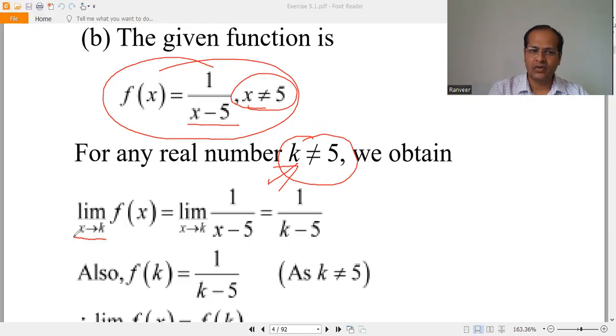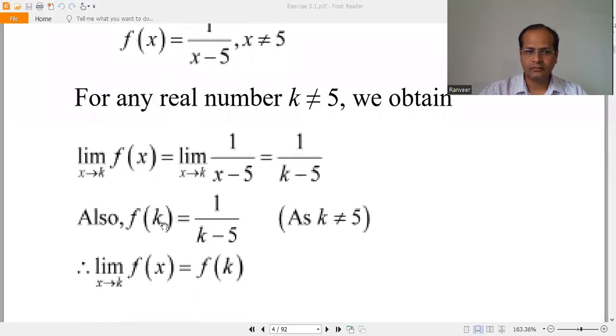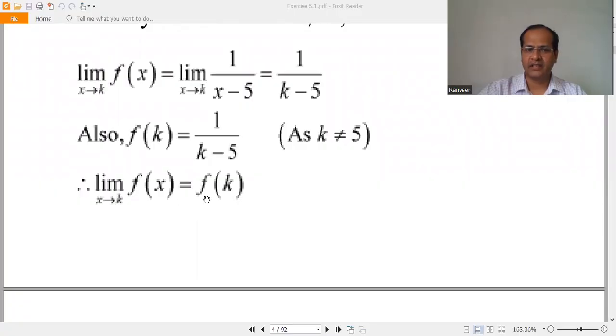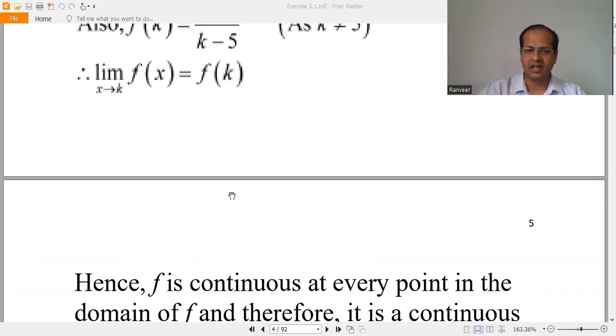So limit x tending to k f(x) equal to limit x tending to k 1 by x minus 5. This is 1 by k minus 5, and f of k, once we find out, this is also 1 by k minus 5. So this is nothing but limit x tending to k f(x) equal to f of k. So this is continuous.